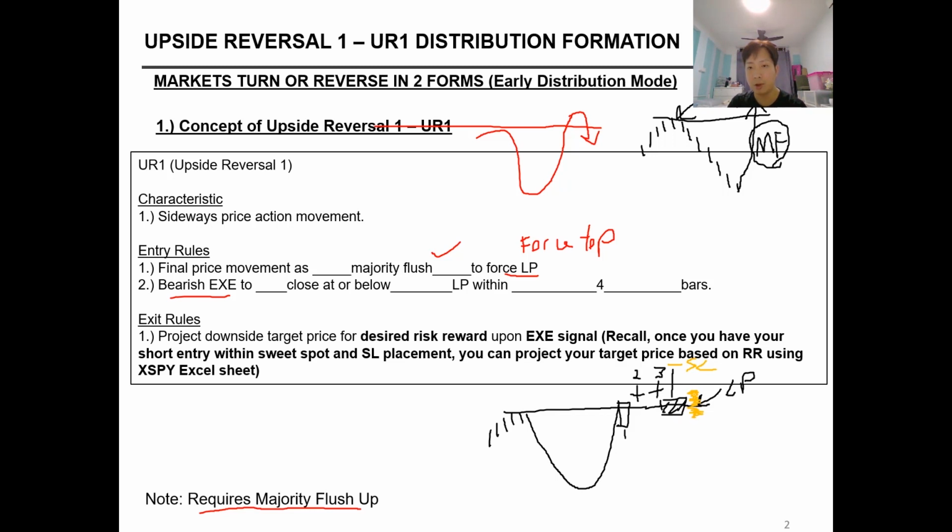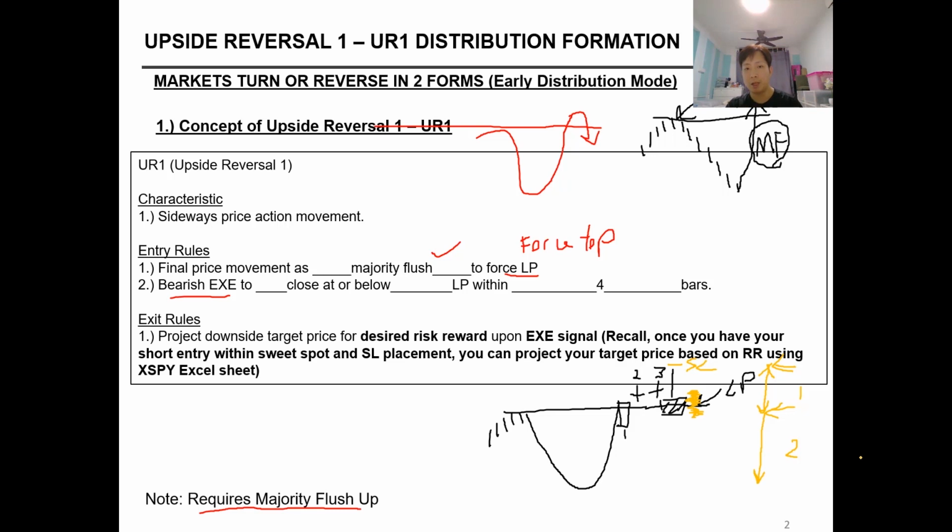In this case, it's anywhere in this yellow zone. And then you're going to project your target, right? So stop loss is here, your entry somewhere here, your stop loss somewhere here. Let's say you're aiming for a 1:2 projection target. You can use a SPY Excel sheet to do a projection, to find how many shares to short, and this will give you your target, let's say 1:2 risk reward.